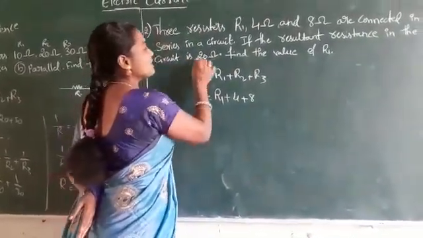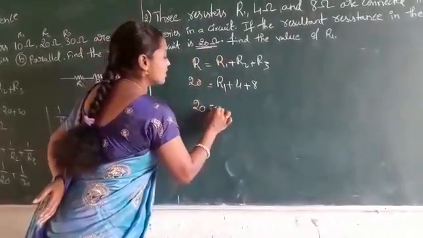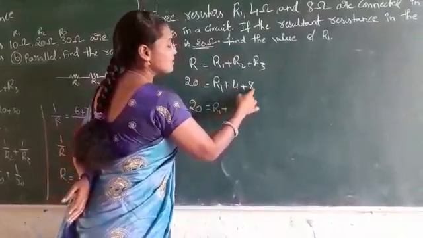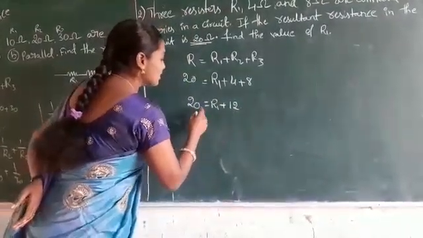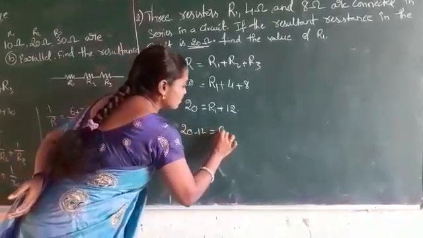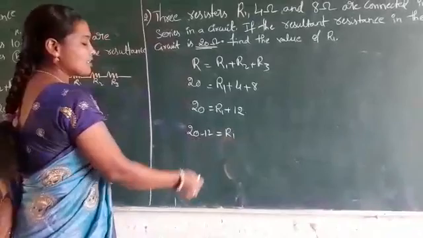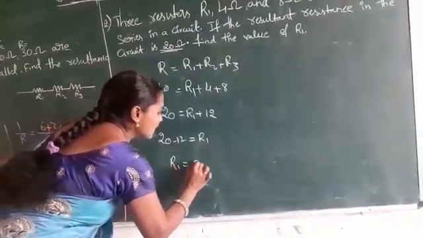What is the resultant resistance they have given? 20. So 20 is equal to R1 plus 8 plus 4, which is 12. If you bring this to this side, 20 minus 12 is equal to R1. So 20 minus 12 is 8. So R1 is equal to 8 ohms.